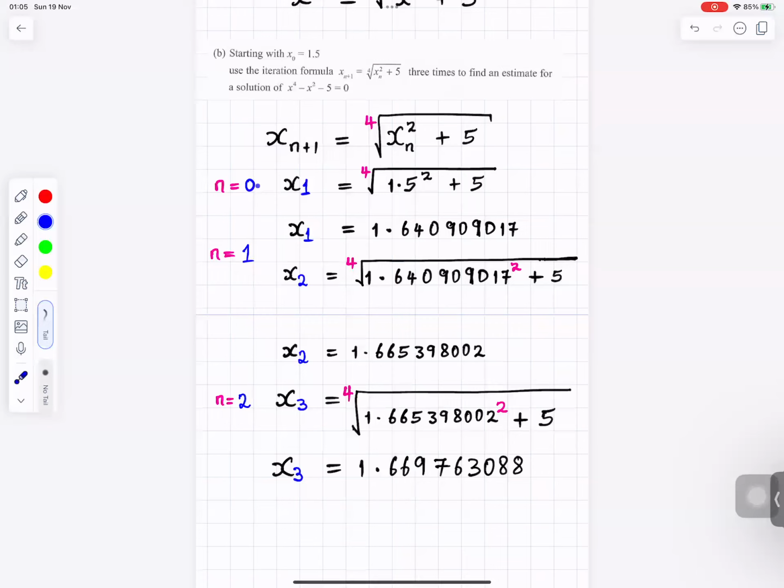So when n is equal to 0, x naught is 1.5, squared plus 5, fourth root of that, it gives you this long answer. And you can save it in your calculator, because you're going to use it for the next one. When n is 1, you get this long answer, and you use it again for the next one, and you get this answer, 1.669 something.